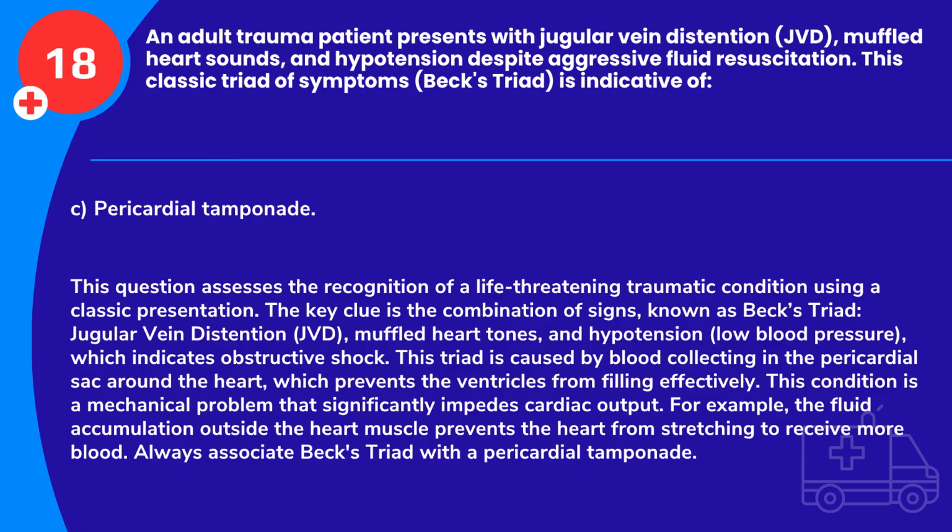The key clue is the combination of signs, known as Beck's triad. Jugular vein distension (JVD), muffled heart tones, and hypotension (low blood pressure), which indicates obstructive shock. This triad is caused by blood collecting in the pericardial sac around the heart, which prevents the ventricles from filling effectively. This condition is a mechanical problem that significantly impedes cardiac output. For example, the fluid accumulation outside the heart muscle prevents the heart from stretching to receive more blood. Always associate Beck's triad with a pericardial tamponade.